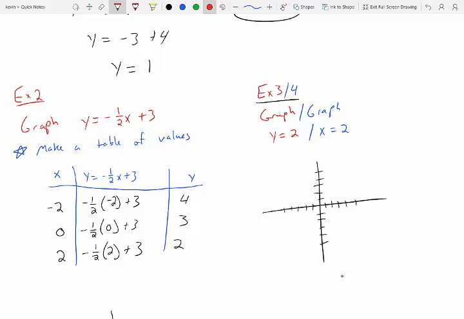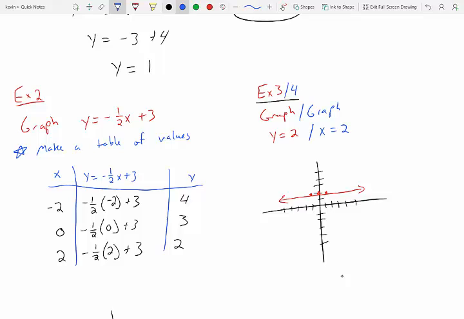For example 3 and 4, we'll do example 3 first. We have to graph y equals 2. So if we think about it, no matter what x value we put in, y is always going to be 2. So when I have a y equals equation, I go up to y is 2, there's a dot for it. If x is 1, y is still 2, so there's a dot for it. If x is negative 1, y is still 2, so I put another dot, and I connect those, and I get a horizontal line.